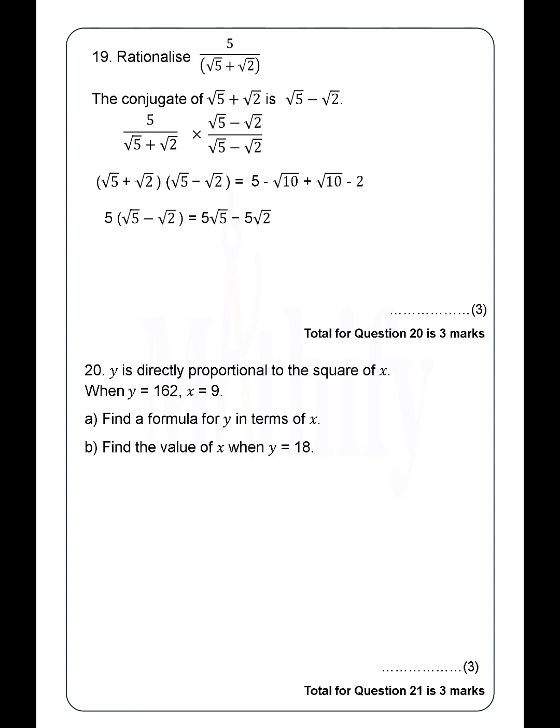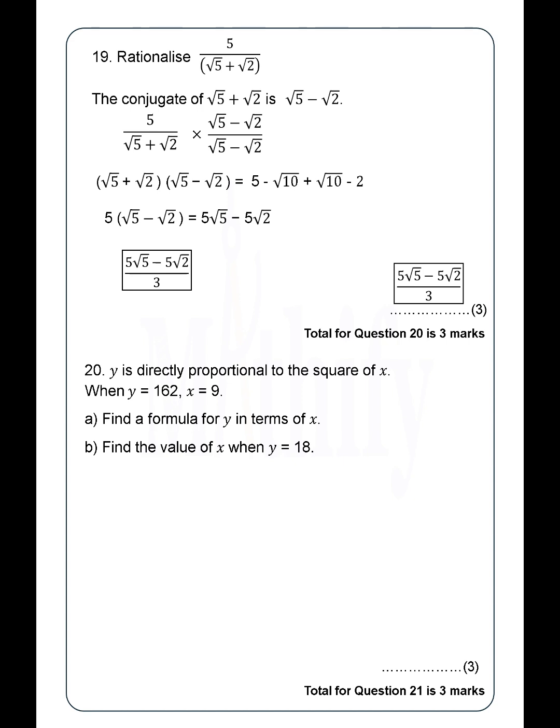For the numerator, 5 times square root 5 is equal to 5 root 5. 5 multiplied by minus root 2 is equal to minus 5 root 2. Now, for the denominator, the second and third terms cancel out, so we're left with 5 minus 2, which is 3. So 5 root 5 minus 5 root 2, divided by 3. We cannot simplify further, so the final answer is 5 root 5 minus 5 root 2 divided by 3.